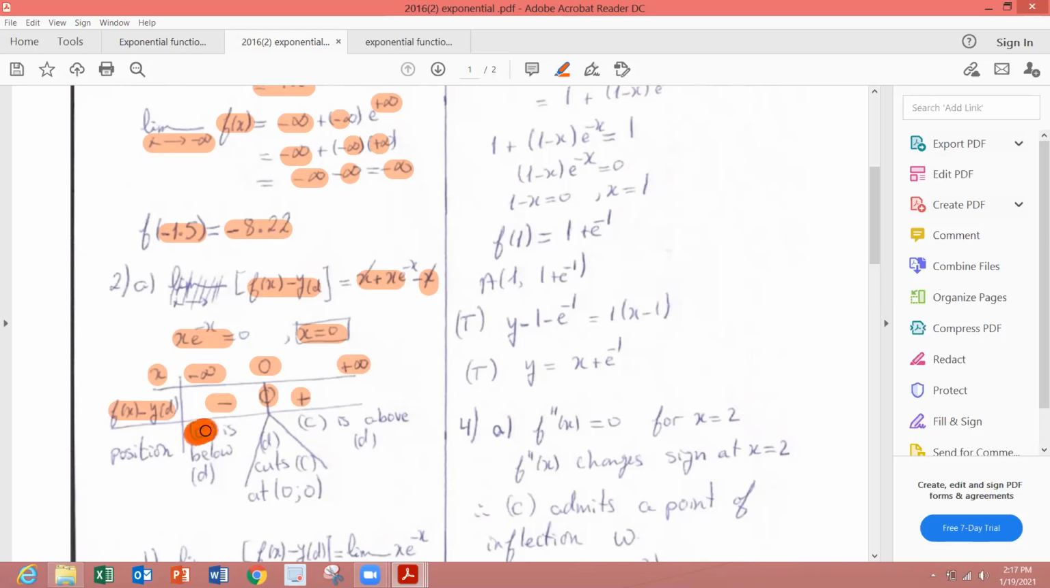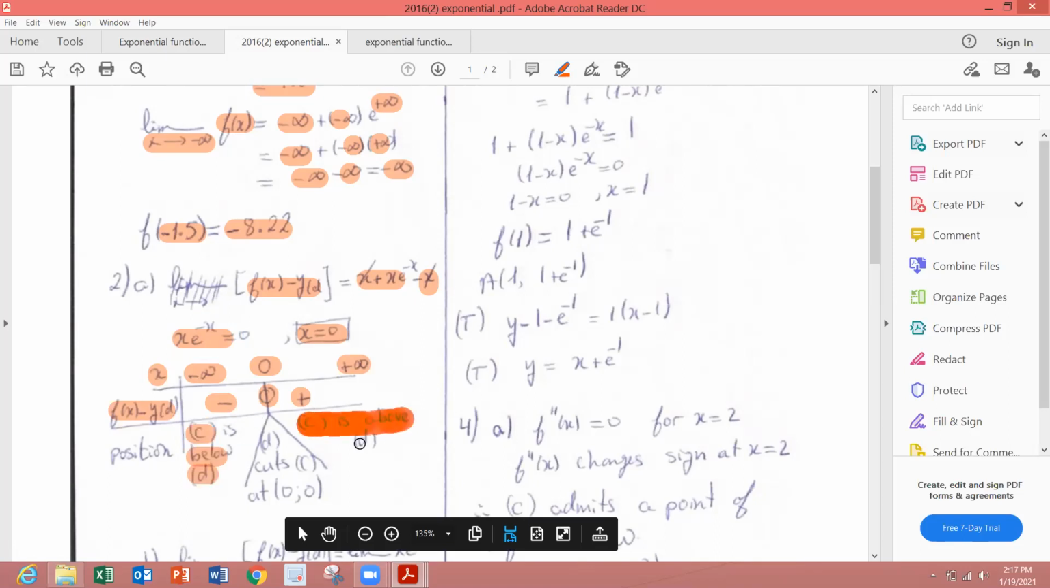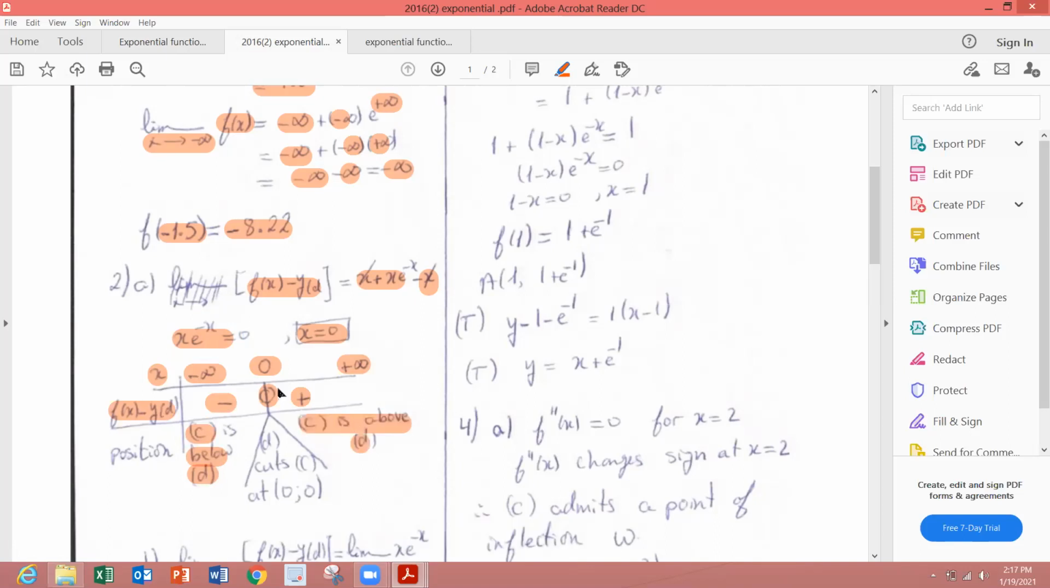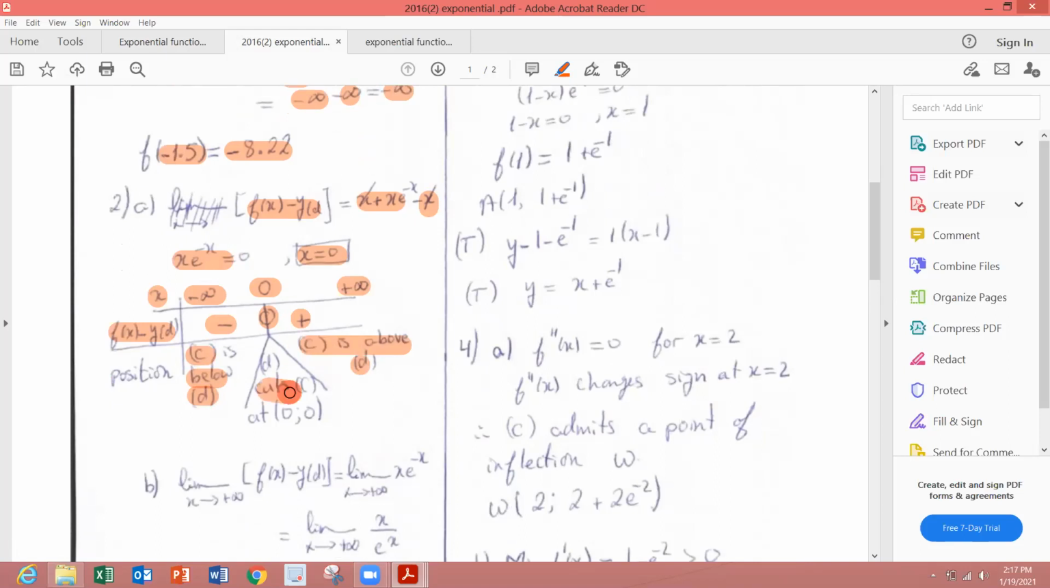Negative, we say C is below D. Positive, C is above D. 0 means D cuts C. We have the abscissa 0. To find the ordinate, we replace it either in the equation of the line or in the given function. The line is y equals x. For x equals 0, we get y equals 0.